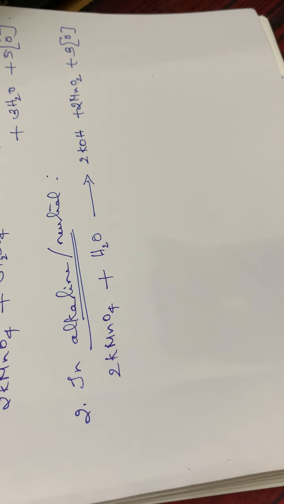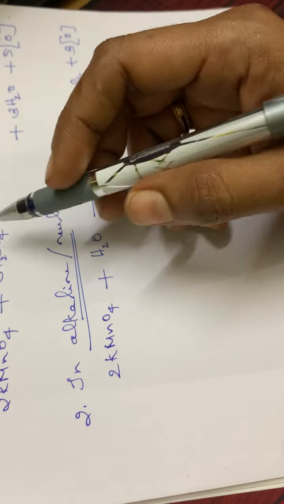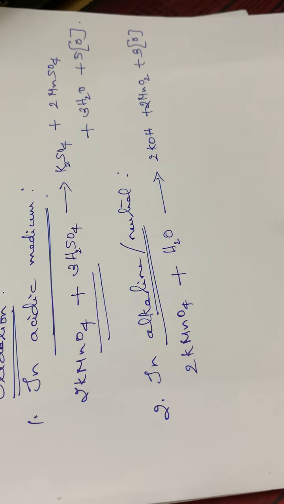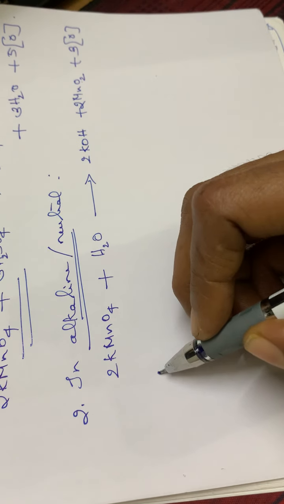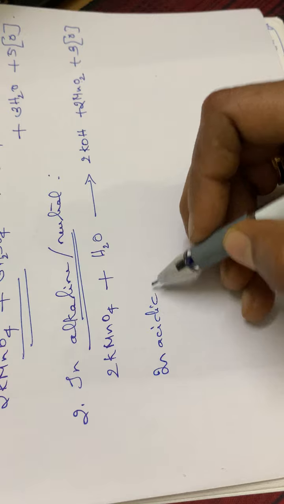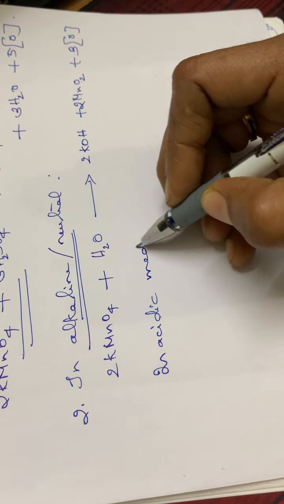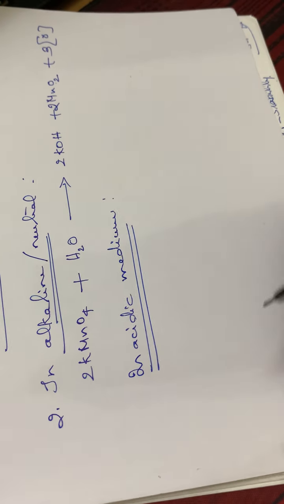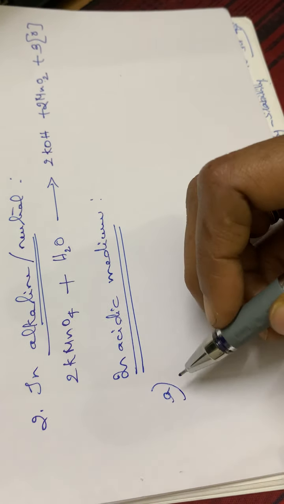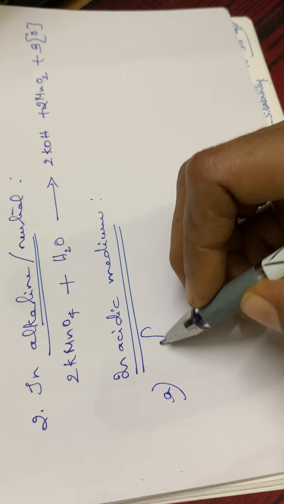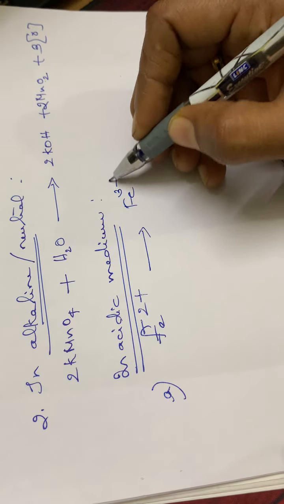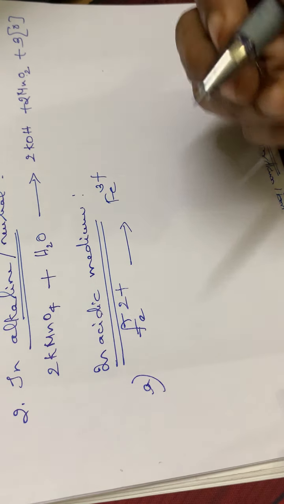Then the next one, some of the oxidation reactions of permanganate in acidic medium. This is the base reaction for acidic medium. Next are some of the conversions happening in acidic medium. First, ferrous ions are converted to ferric ions, that is Fe2+ is oxidized to Fe3+ in the presence of KMnO4.